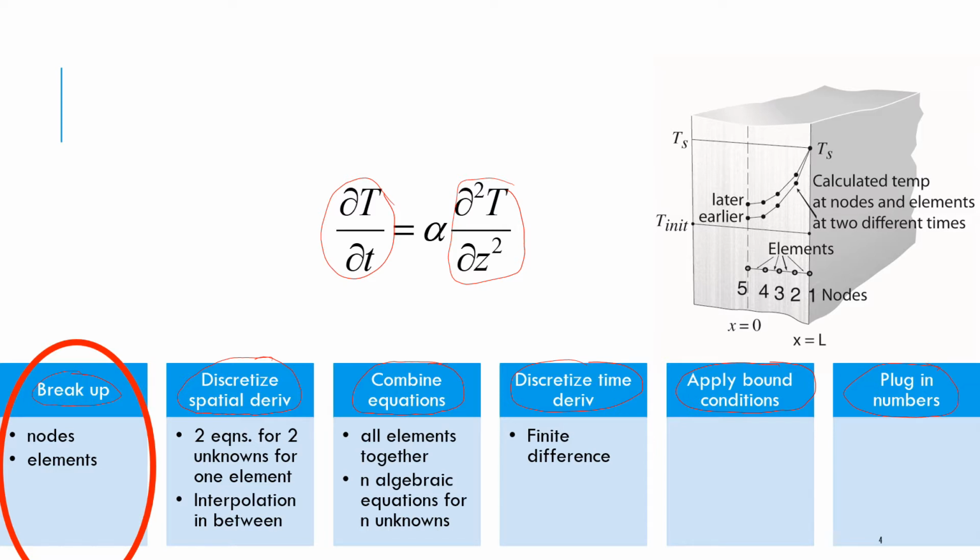So first is breaking up into nodes and elements. And so this is a 1D problem. So this is my domain. And I'm going to break this up into 5 nodes. That means 4 elements. 4 elements and 5 nodes. And now we're going to work with one of these elements.